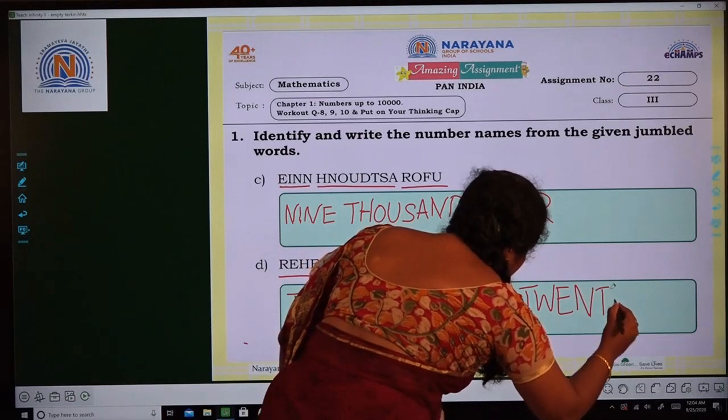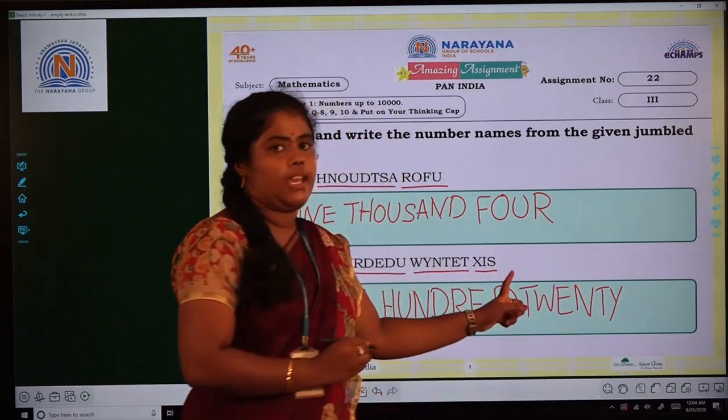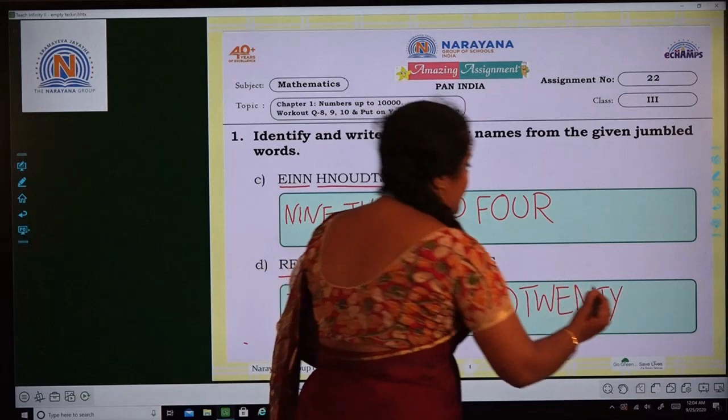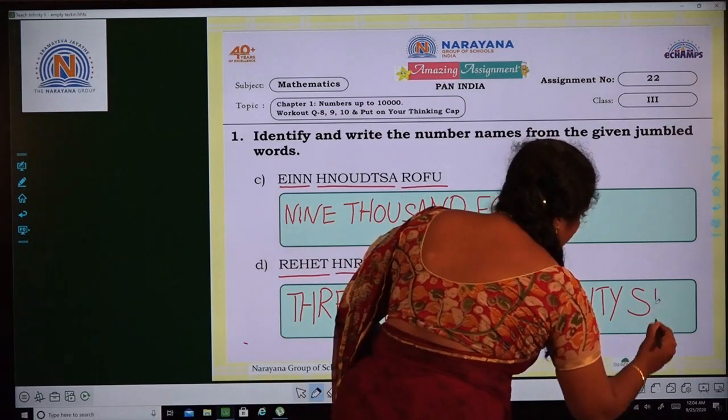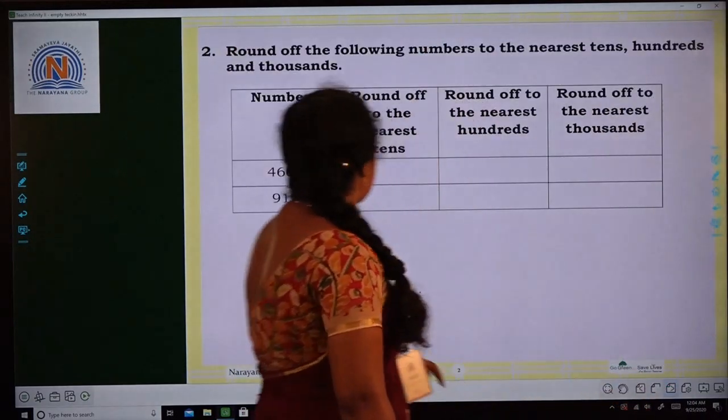T-W-E-N-T-Y. 20. And X-I-S. By using these letters, we have to write the number 6. S-I-X. Next, moving on to next question.